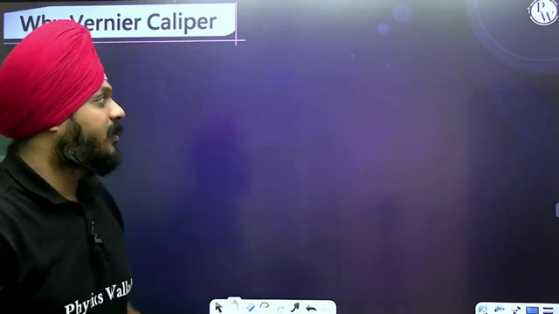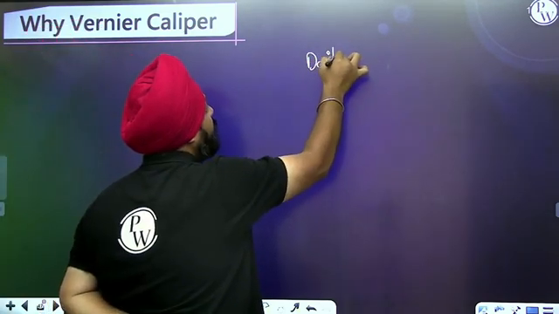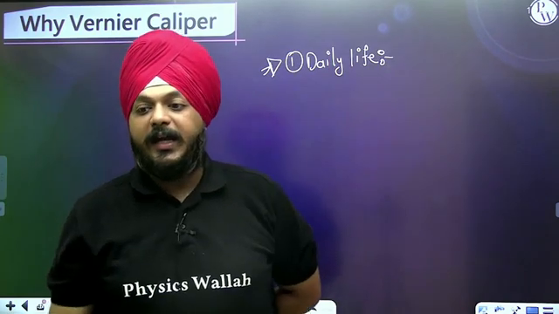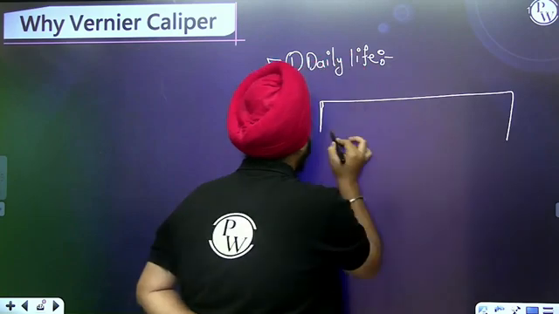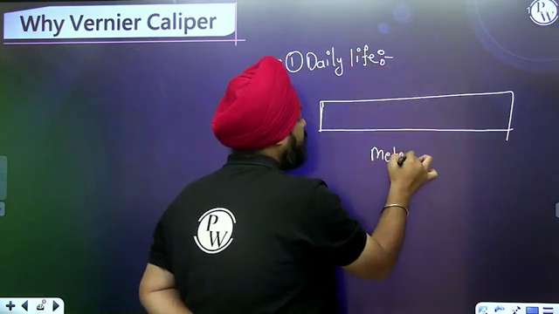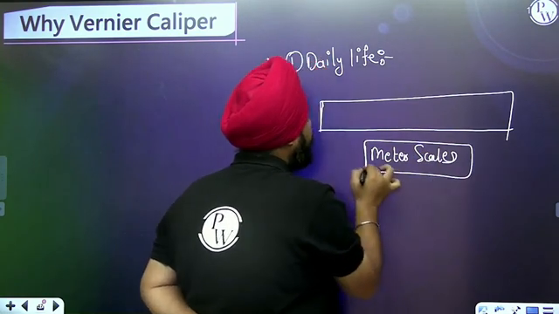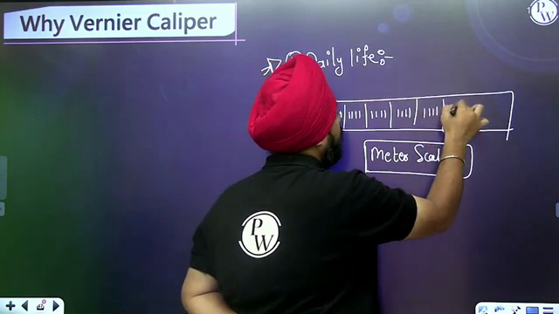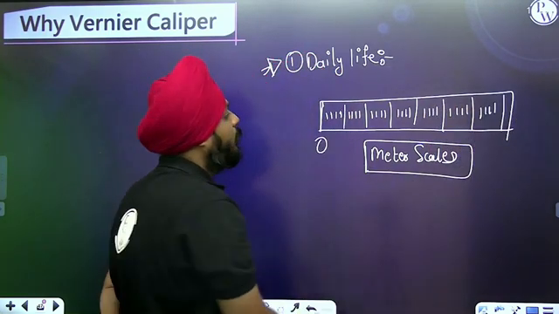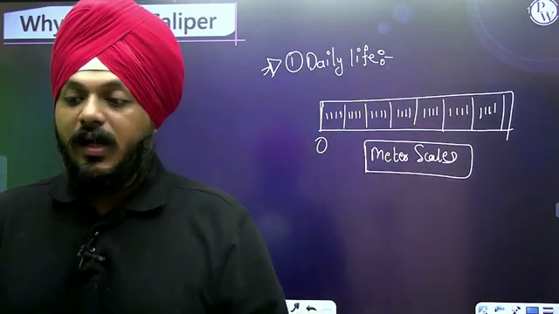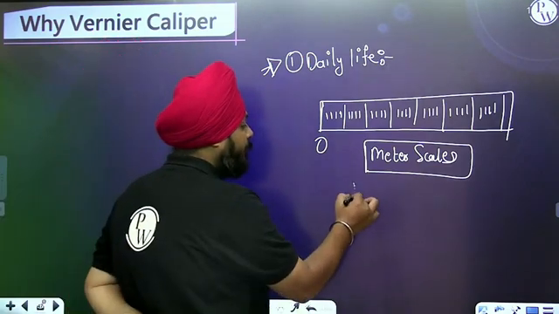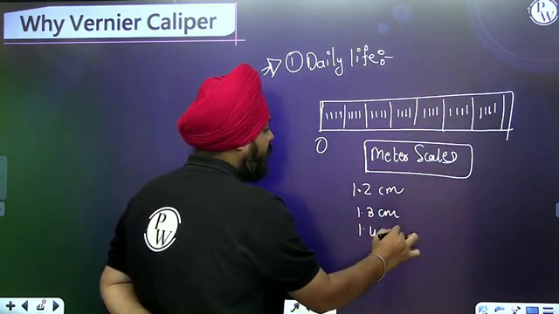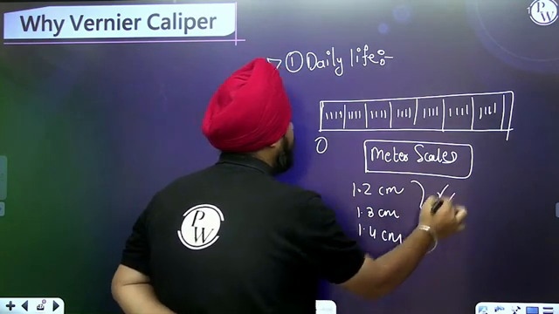Why Vernier caliper? If I'm talking about our day-to-day life, then for measurements we are using meter scales like this. It starts from 0. The meter scale has the capability to measure 1.2 centimeter, 1.3 centimeter, 1.4 centimeter. The scale has the capability to do this.